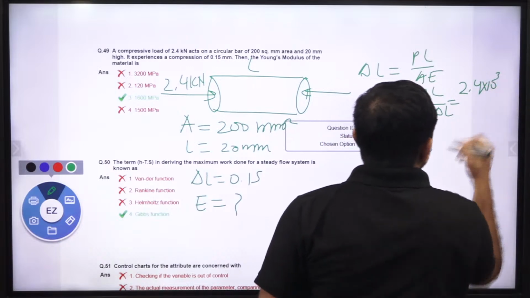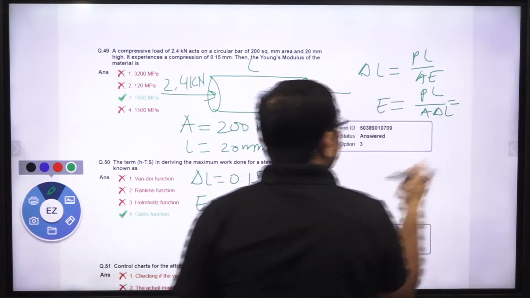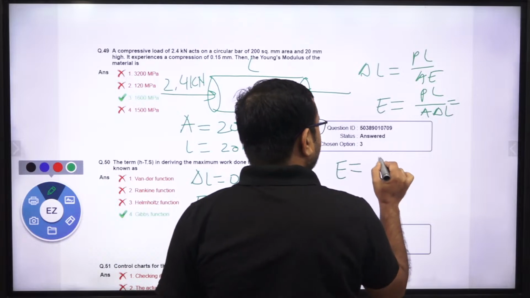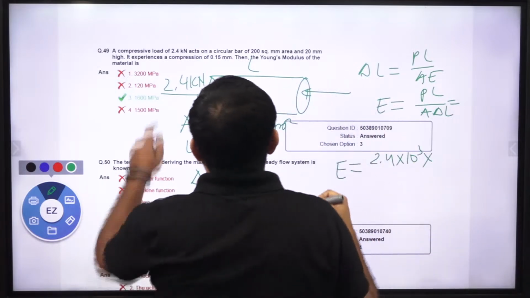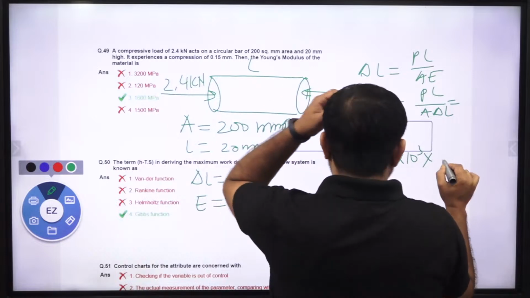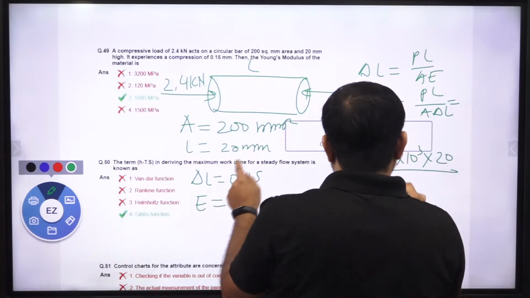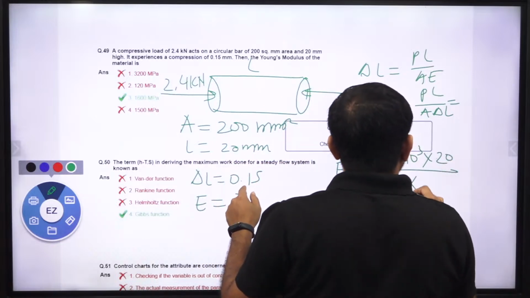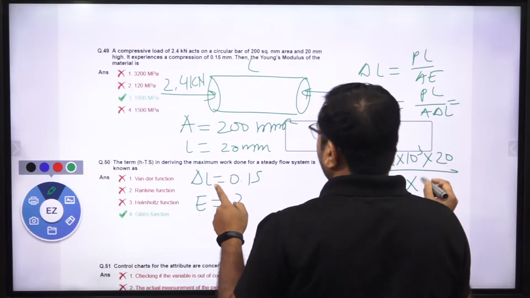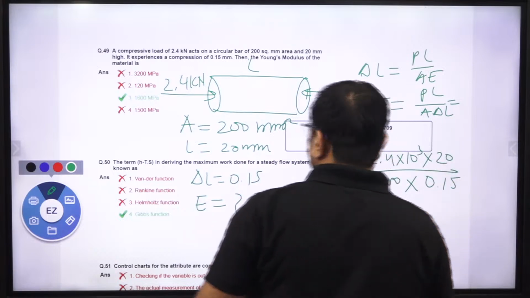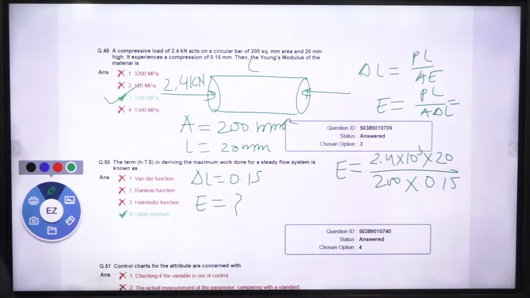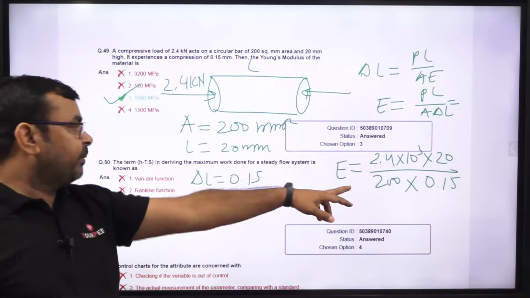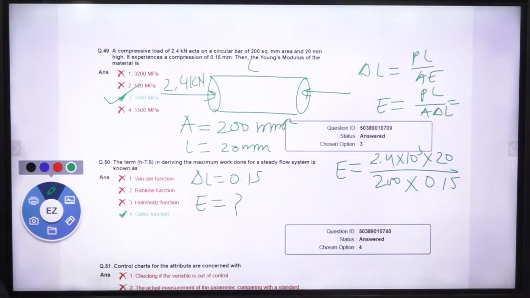So P is 2.4 kilonewtons, so 2.4 into 10 to the power 3. And length is given, that is 20 mm, over area 200 square millimeter. And what about delta L? This is 0.15. Now when you solve this, you will get 1600 megapascal. Is it clear? After solving this expression, you will get this result. Yes or no? So this is a very simple question.